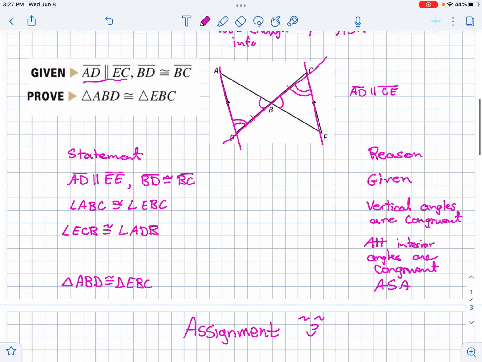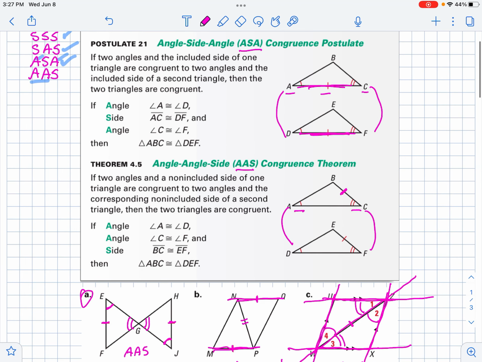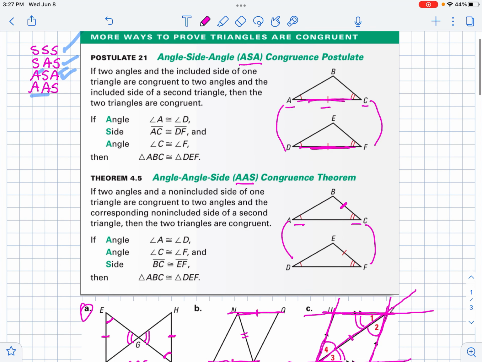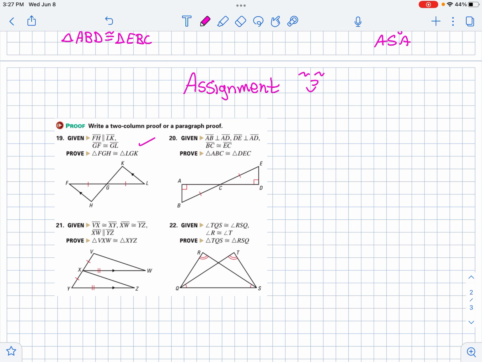And that's the proof. There's not a lot to say about this section. We just have these two new methods. So you want to remember side, side, side; side, angle, side; angle, side, angle; angle, angle, side. That's what you want to lock in. And then I've got 4 proofs for you to practice for your assignment.